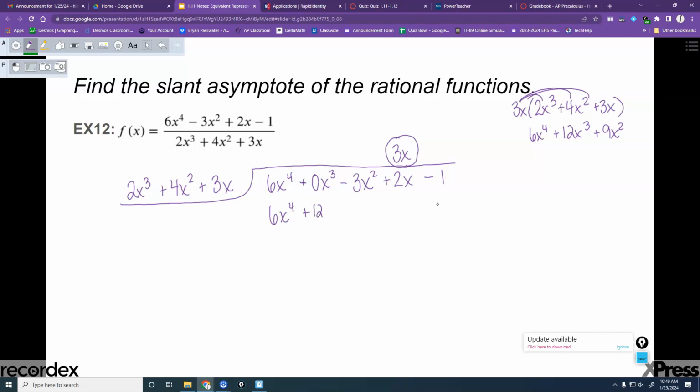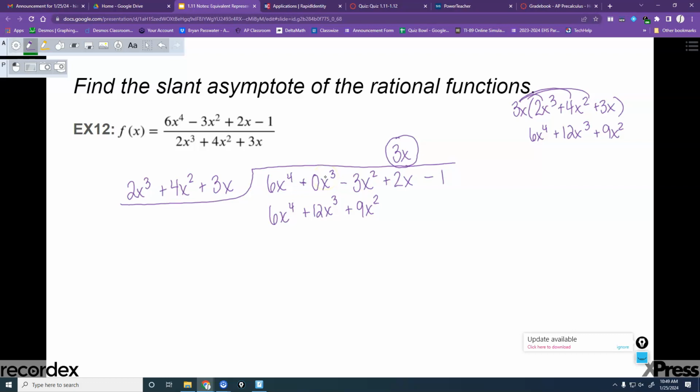Notice why it was important that I put that 0x to the third there. If I did not, things wouldn't be lined up correctly. I'd have an x to the third underneath the x squared. So if you're missing a term, if they don't go in descending order, you want to put that blank right there. It will mess you up bad if you don't.